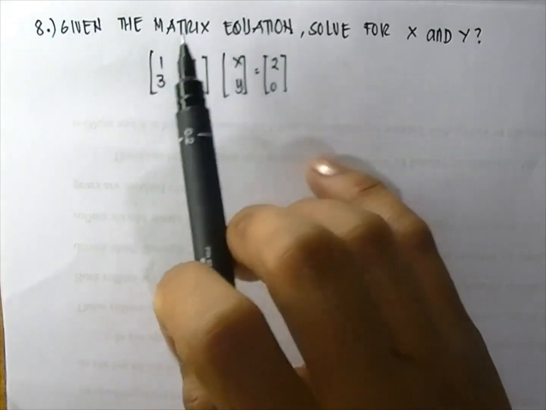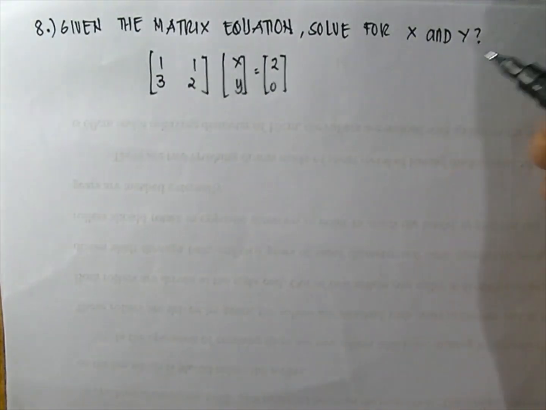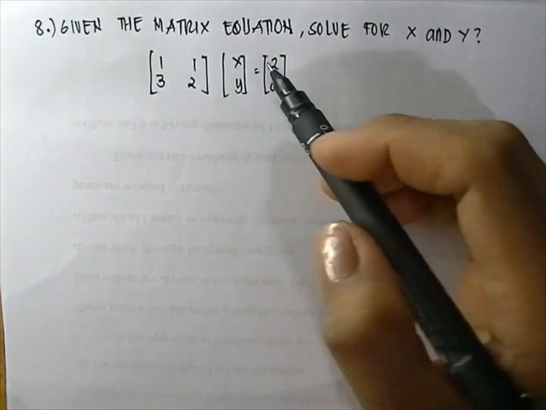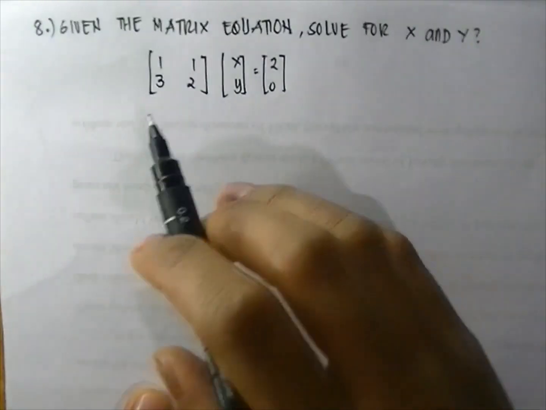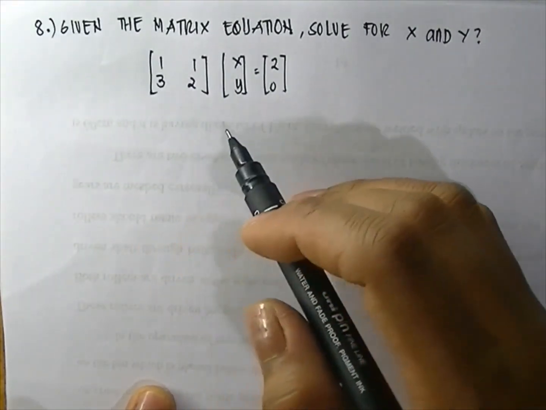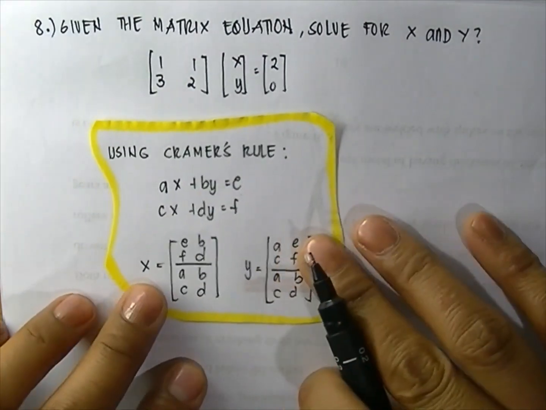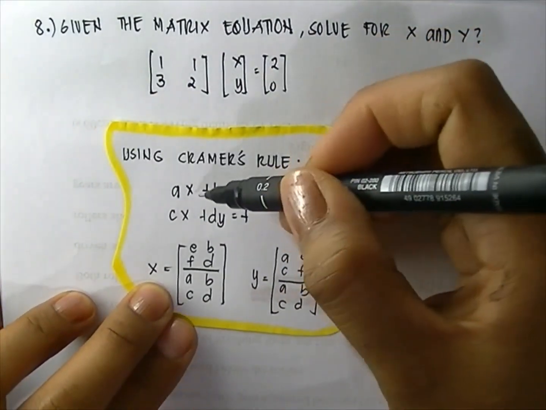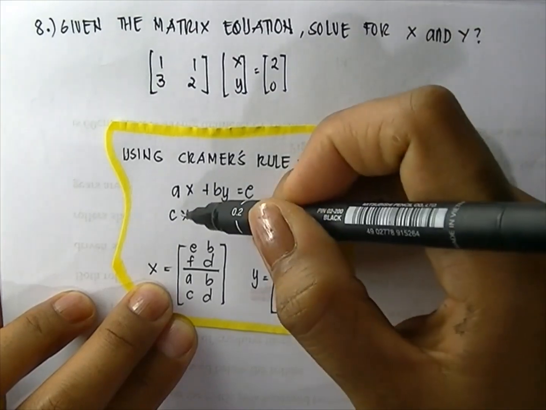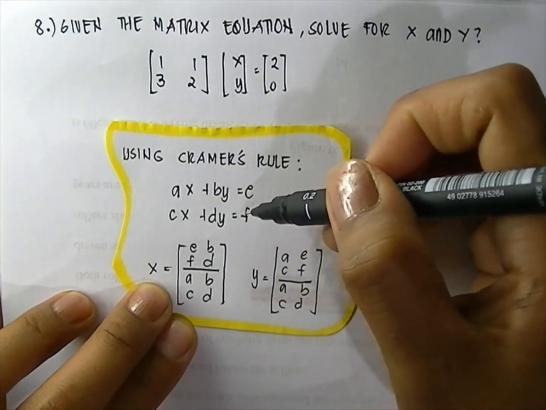Number 8, given the matrix equation, solve for x and y. So we have [1, 3; 1, 2] times [x; y] equals [2; 0]. From this matrix equation, we can form two equations. And using Cramer's rule, we have ax plus by equals e, cx plus dy equals f.